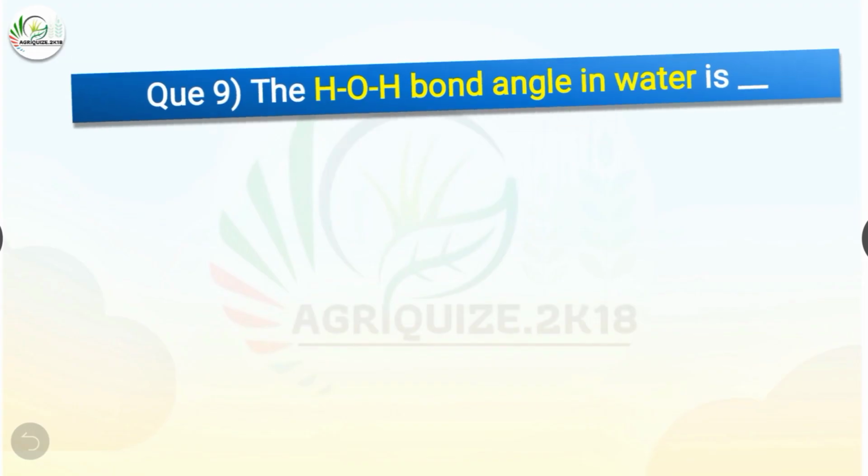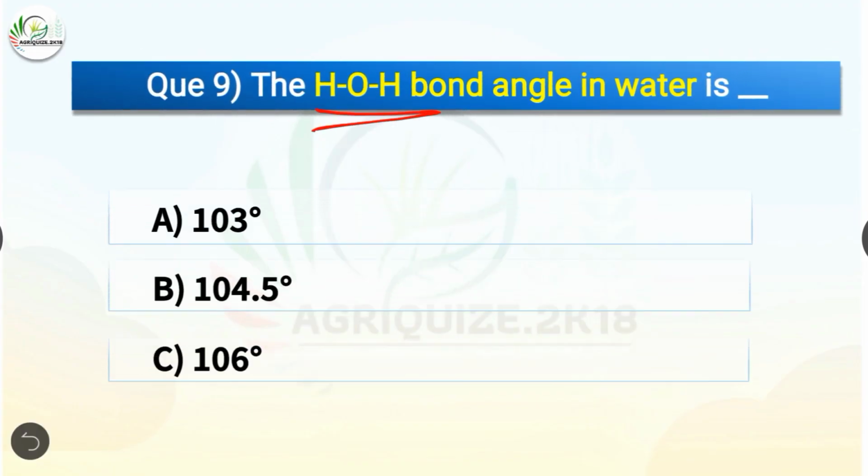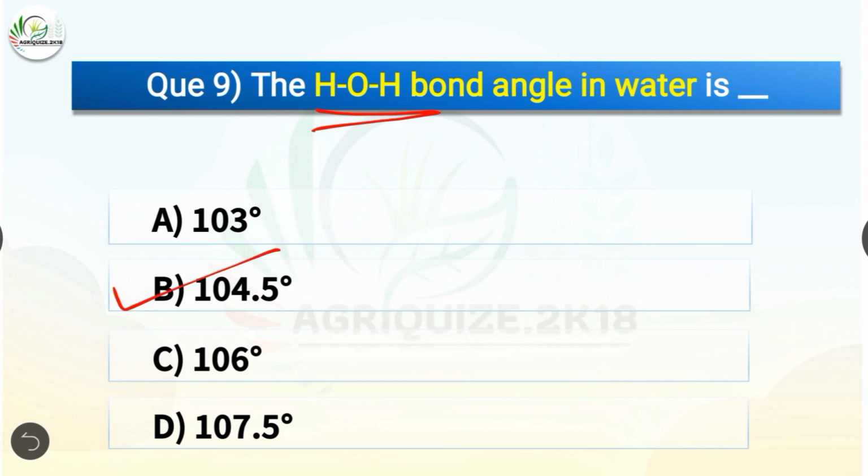Question number 9. The HOH bond angle in water is dash. The options are 103 degree, 104.5, 106 degree or 107.5. The correct answer is option B, 104.5 degrees. So the HOH bond angle in water is 104.5 degree.